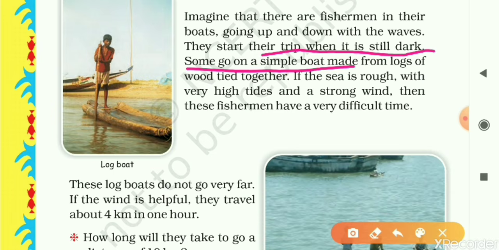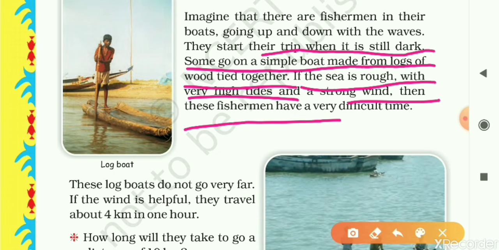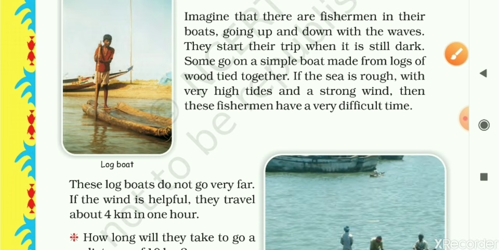Some go on a simple boat made from logs of wood tied together. If the sea is rough with very high tides and a strong wind, then these fishermen have a very difficult time. Try to imagine, my dear students. What is it saying?